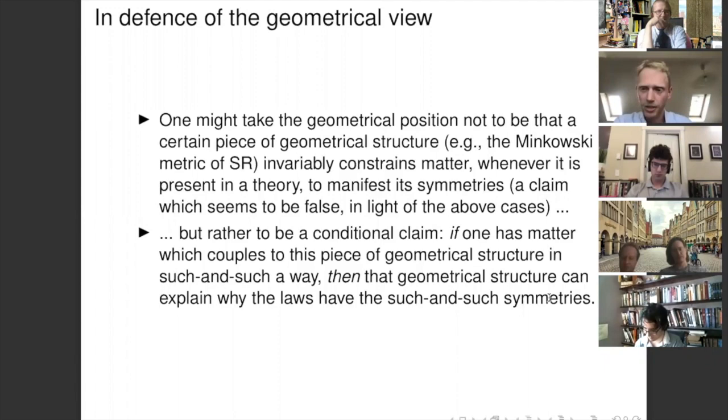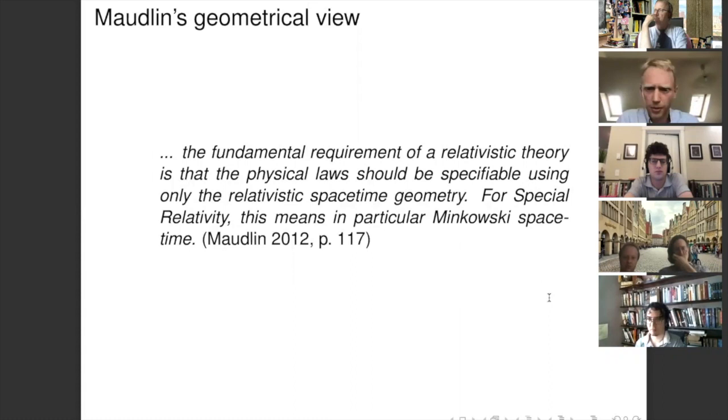It's not making this kind of universal claim about the power of a Minkowski metric to constrain all possible dynamical equations to advert to its symmetries. It's just saying, if I have this equation, which is coupled to my matter, if I have this piece of structure, which is coupled to my matter, then I can use that piece of structure to explain certain facts about the equations which govern that matter or the behavior of that matter. And this seems to be much closer to what people like Maudlin have in mind.